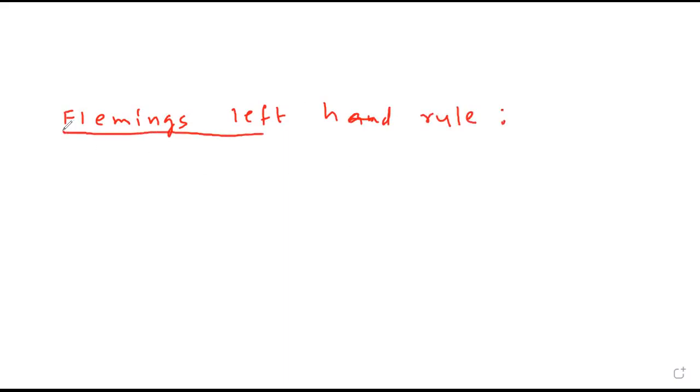Next is Fleming's left-hand rule. This you have done, I think, even in 10th. It is used to find the direction of force acting on a current carrying conductor when placed in a magnetic field.